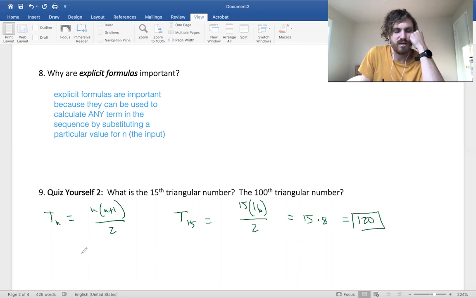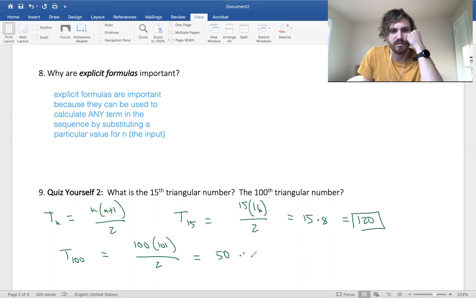To find T sub 100, we're plugging 100 in for n, times 101 divided by 2, which is the same as 50 times 101, which should be 5,000 plus 50, or 5,050.